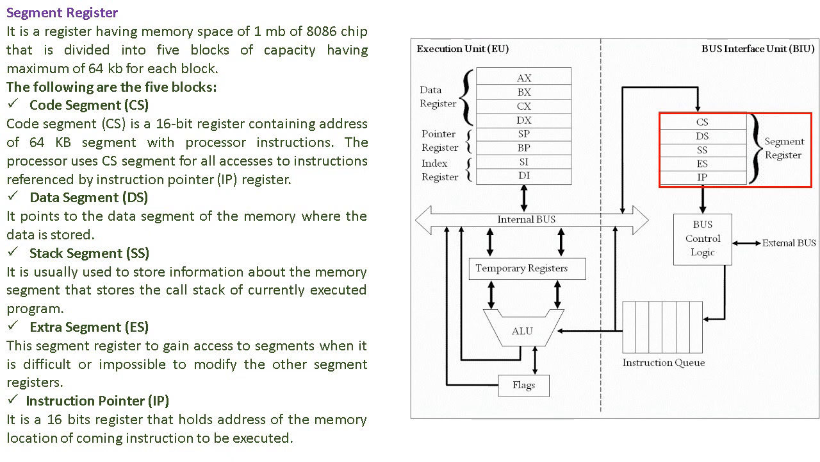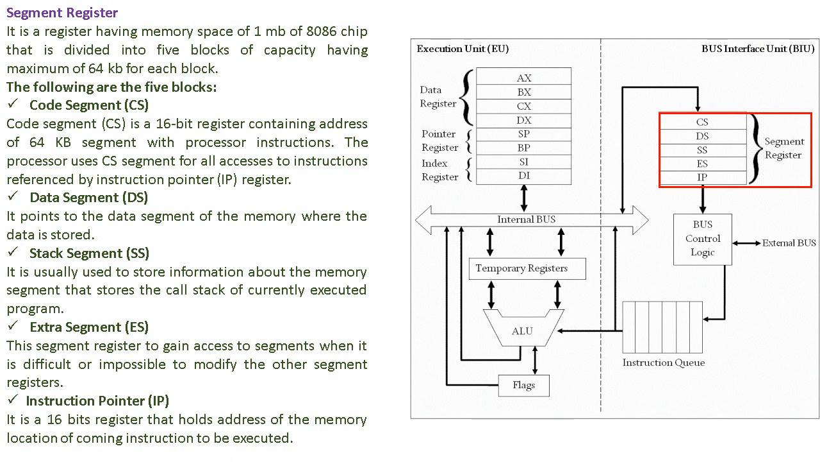It is usually used to store information about the memory segment that stores the call stack of the currently executed program. Another part is the extra segment, known as ES. This segment register is used to gain access to a segment when it is difficult or impossible to modify the other segment registers.